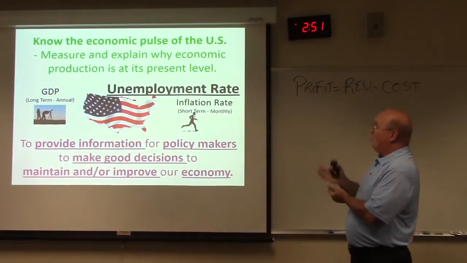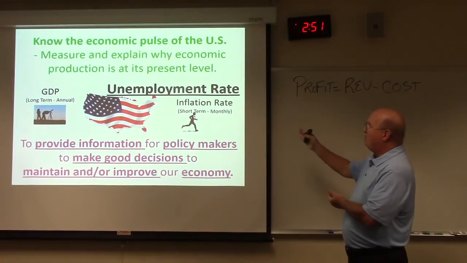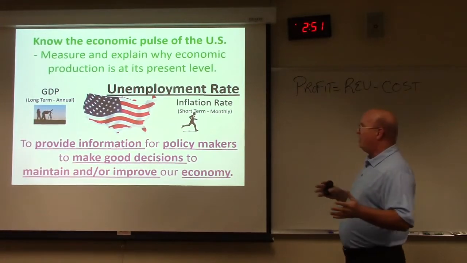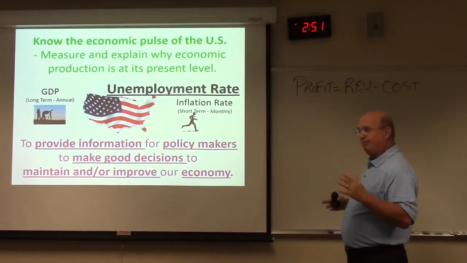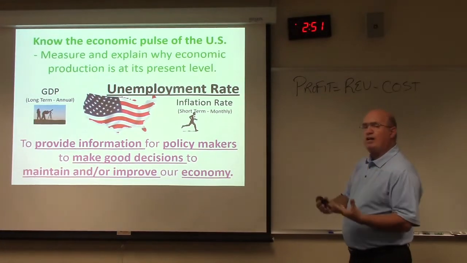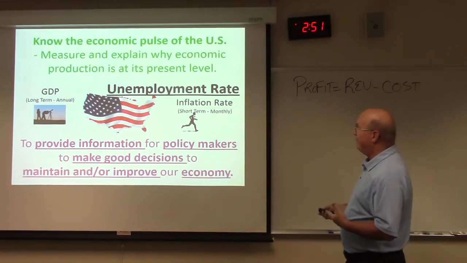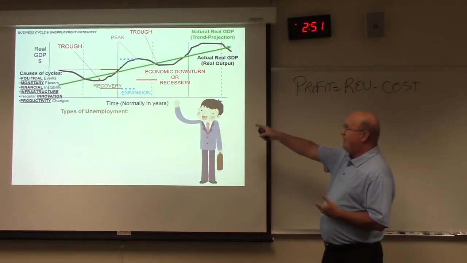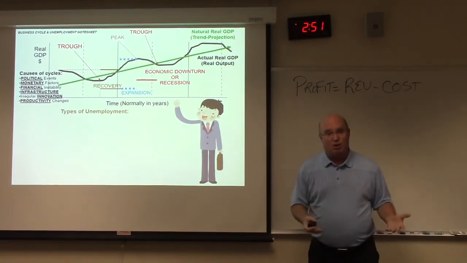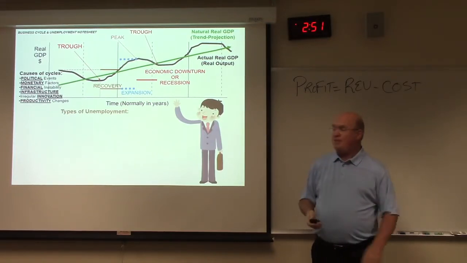So, we talked about GDP. Unemployment rate is the next thing that we're going to get into, because it's one of those short-term things that helps us say, unemployment's down, it's going to affect GDP. We need to figure out how we're going to fix that. So the first thing we need to do is find out what types of unemployment we have. And there's four basic ones.